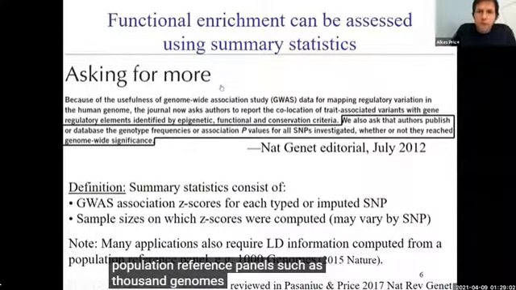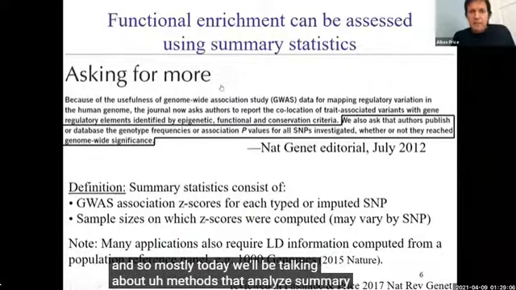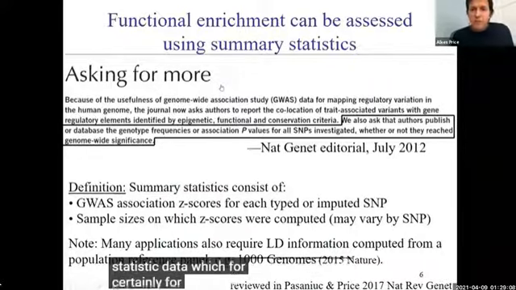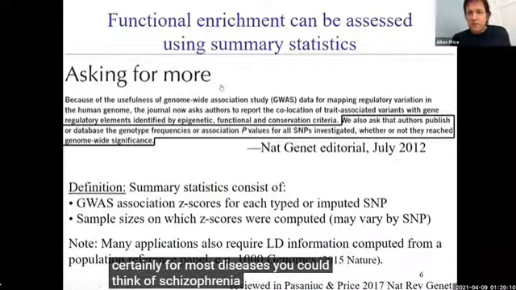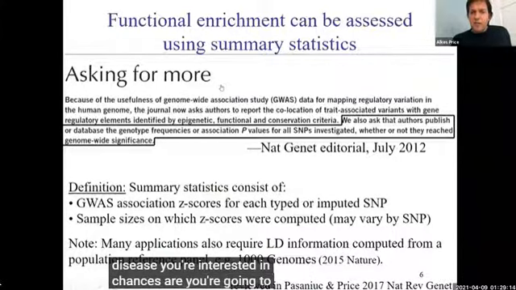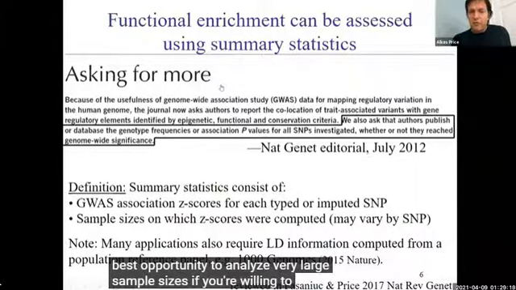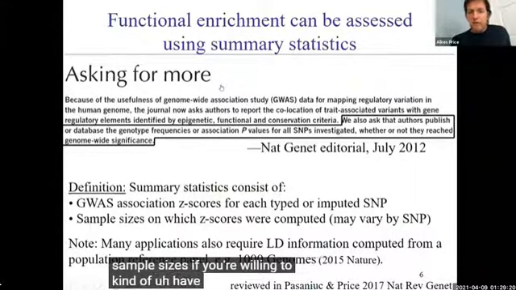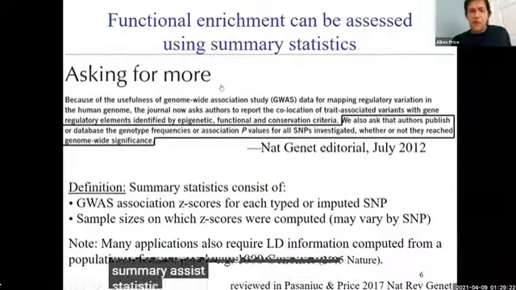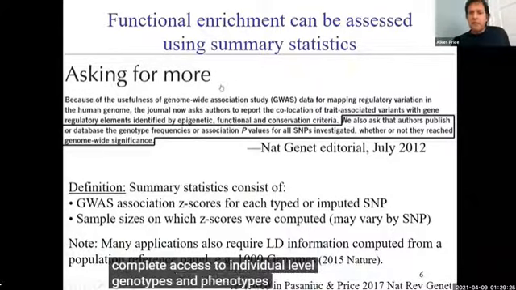And so mostly today we'll be talking about methods that analyze summary statistic data, which certainly for most diseases you could think of, schizophrenia, rheumatoid arthritis, Crohn's disease, whatever disease you're interested in, chances are you're going to have the best opportunity to analyze very large sample sizes if you're willing to make do with summary statistic data rather than having complete access to individual level genotypes and phenotypes.